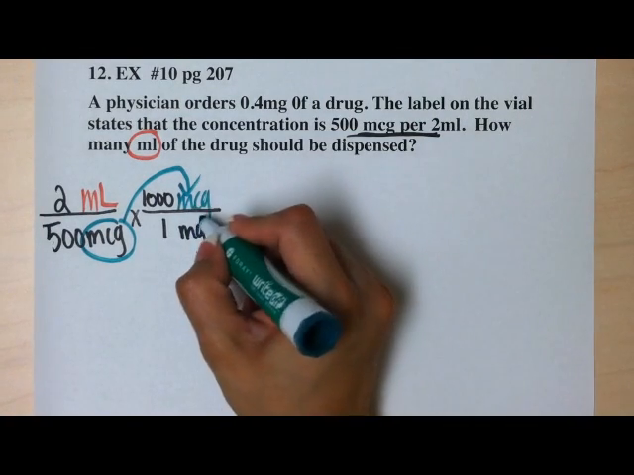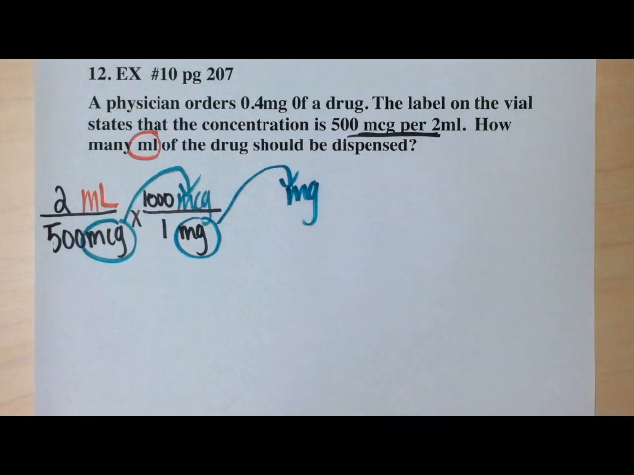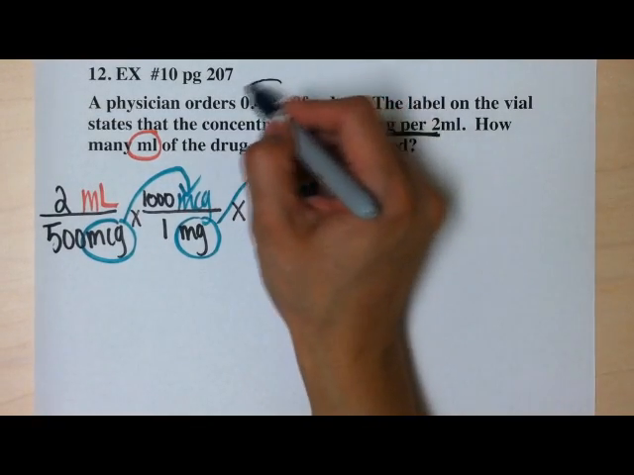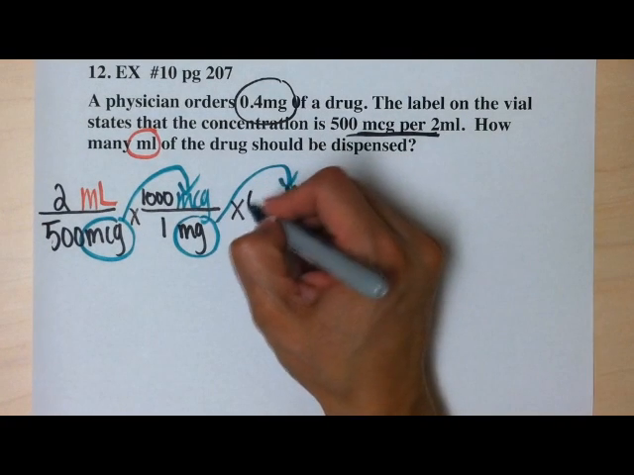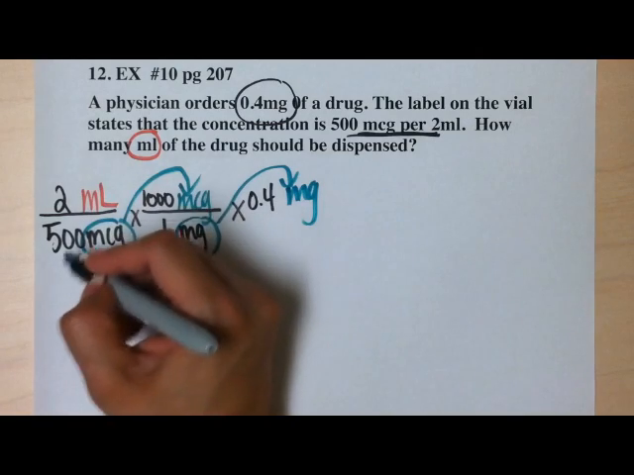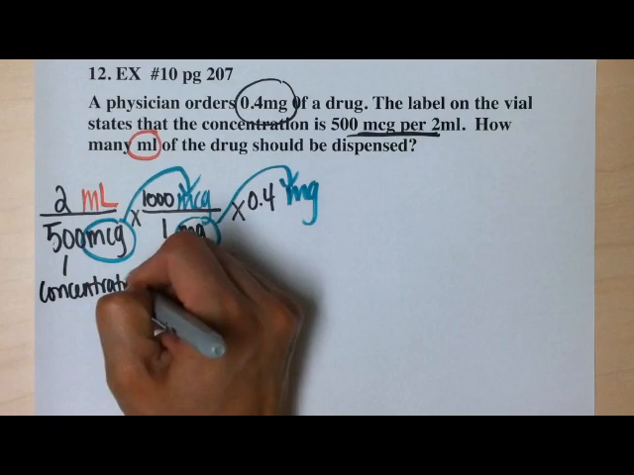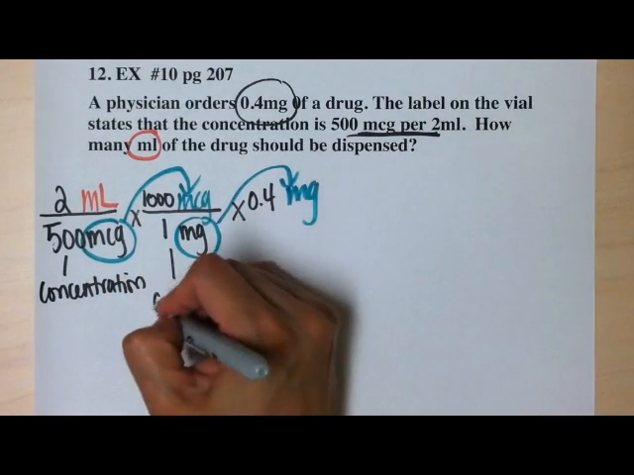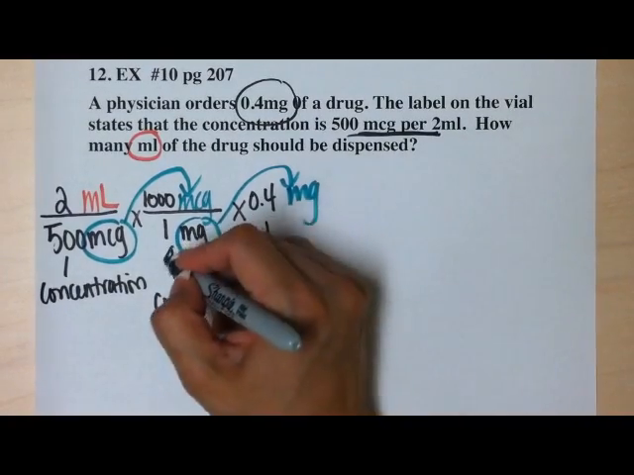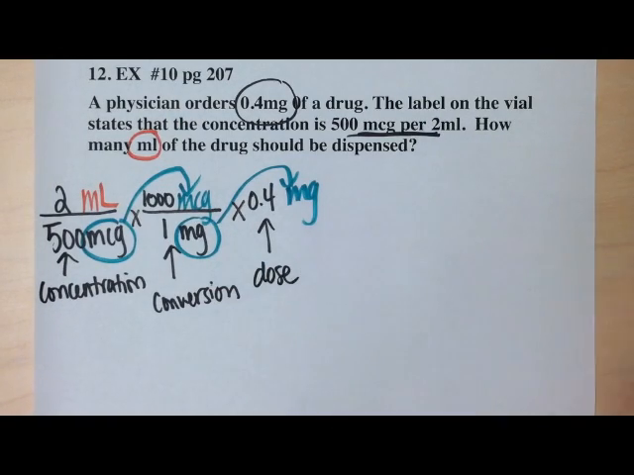Now, with milligrams being on the bottom here, we know that it'll be the next unit we utilize. And this is where we'll incorporate what the prescriber ordered, that 0.4 milligrams. So we started with this concentration of the vial, this was just a conversion that we've memorized, and this last portion is the dose ordered.